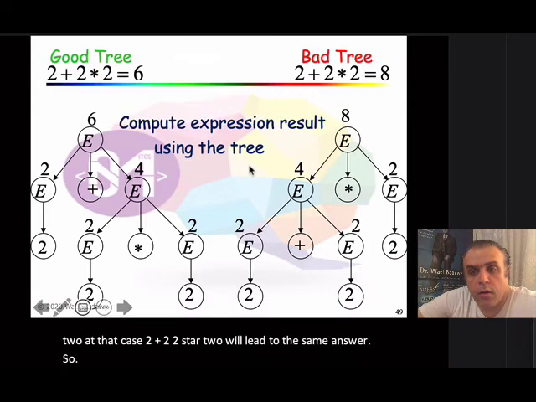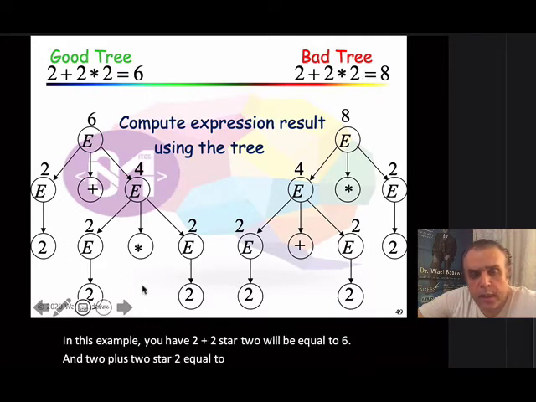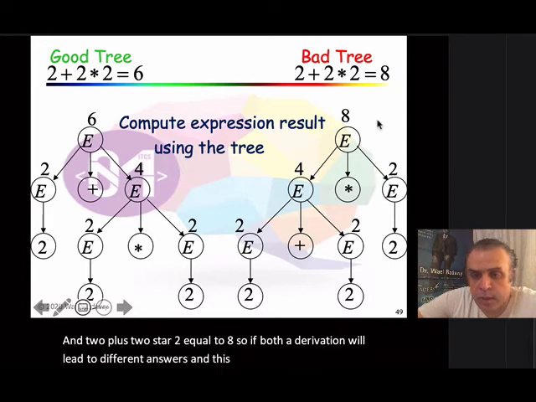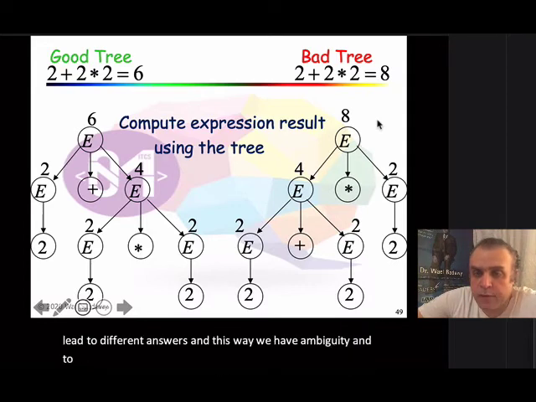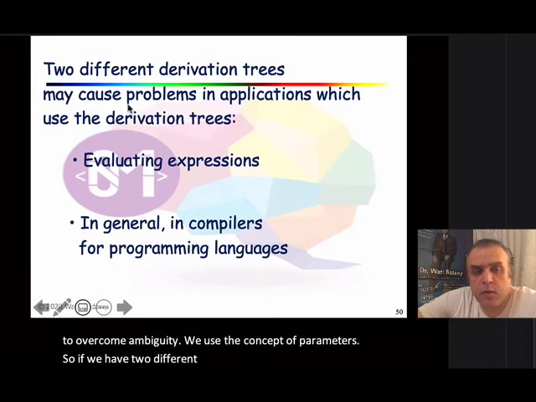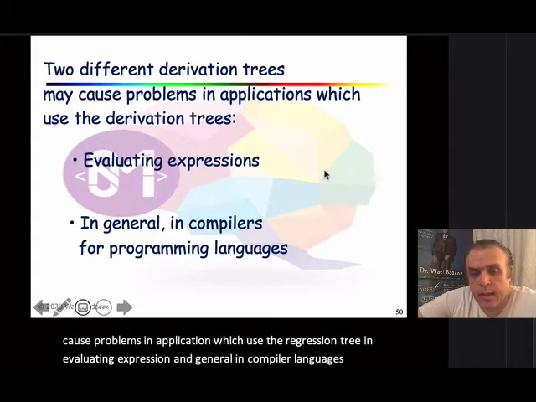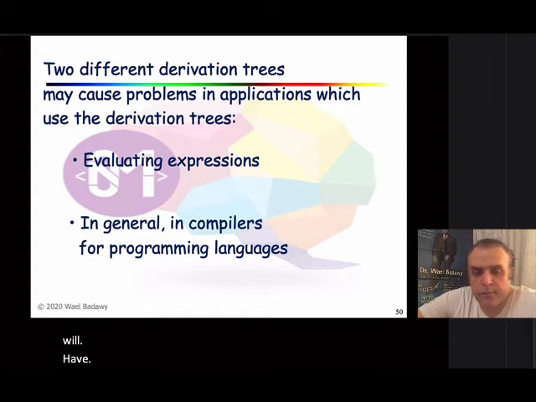So in this example, you have 2 plus 2 star 2 will be equal to 6, and 2 plus 2 star 2 equal to 8. So if both derivations lead to different answers, in this way we have ambiguity. And to overcome ambiguity, we use the concept of parentheses. Two different derivation trees may cause problems in application, which we use derivation tree in evaluating expression. In general, in compiler languages, we will have some sort of parentheses or order to maintain or remove the ambiguity.